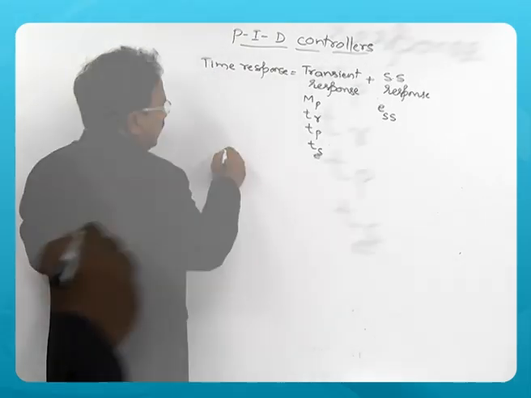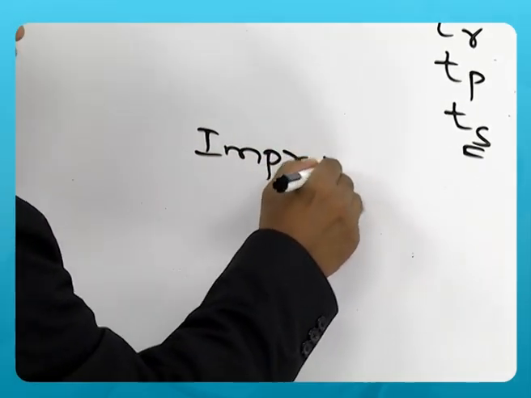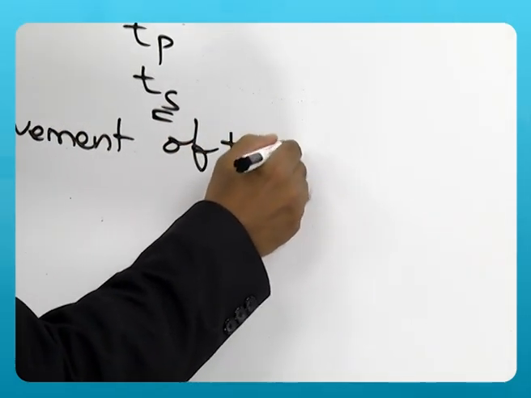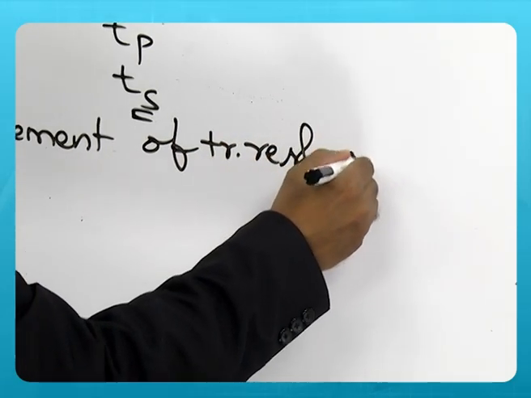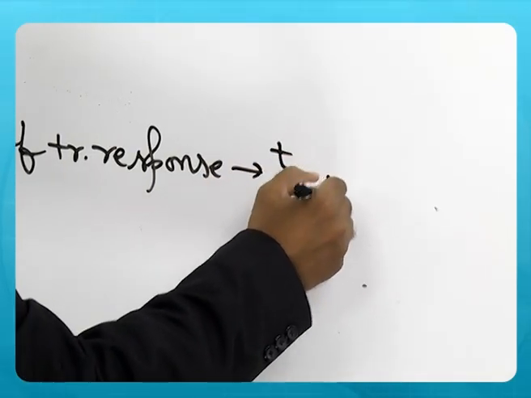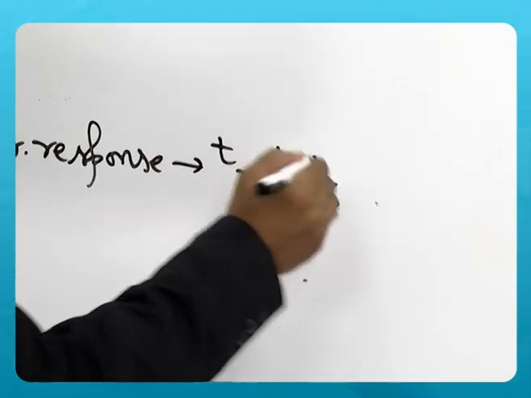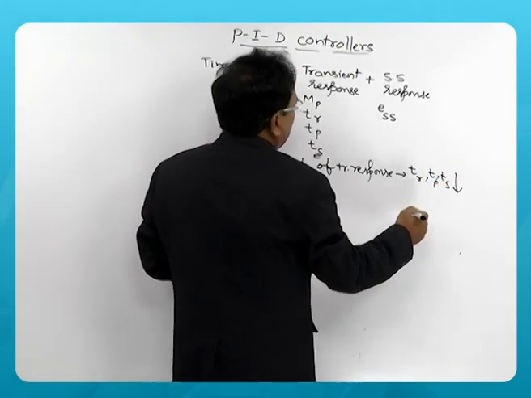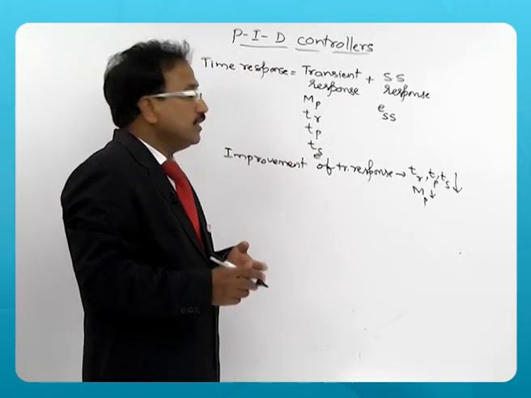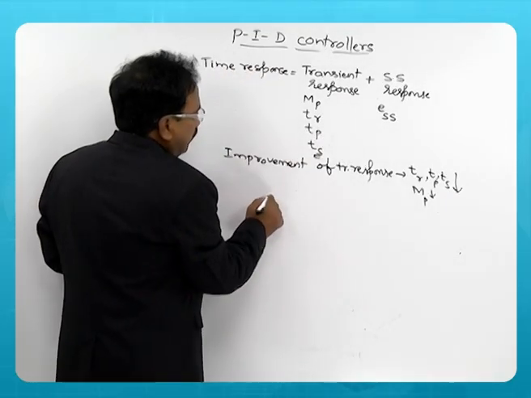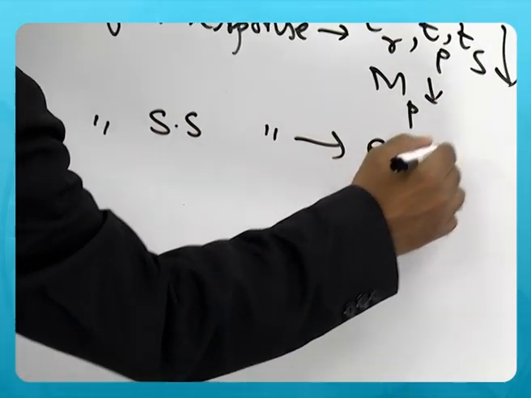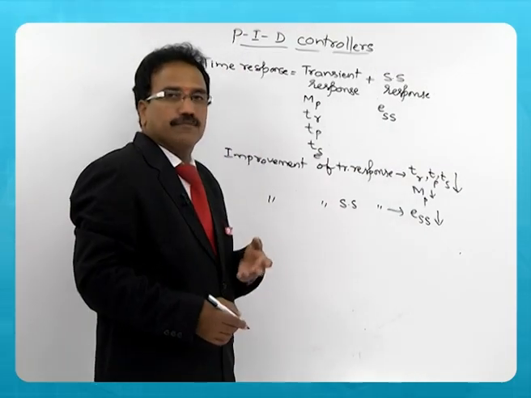So, improvement of transient response means reducing the rise time, peak time, settling time, and peak overshoot also to be reduced within the limits. Similarly, improvement of steady state response is nothing but reduction in the steady state error.